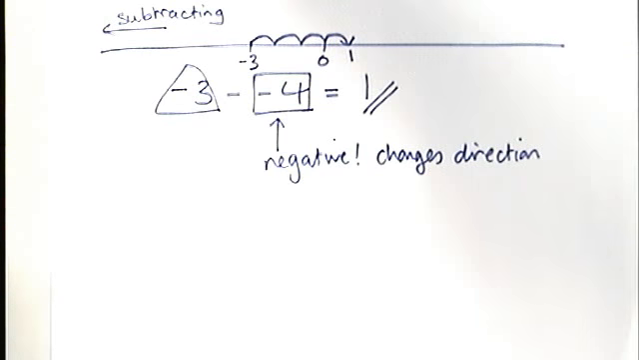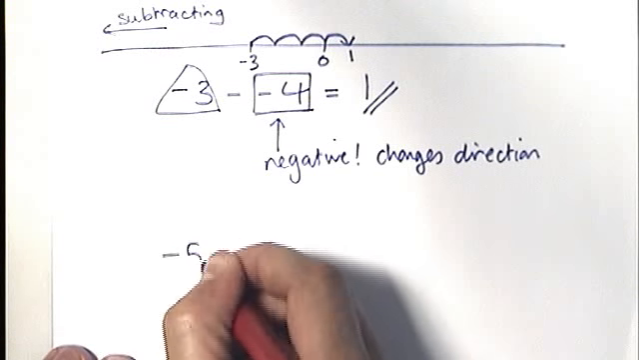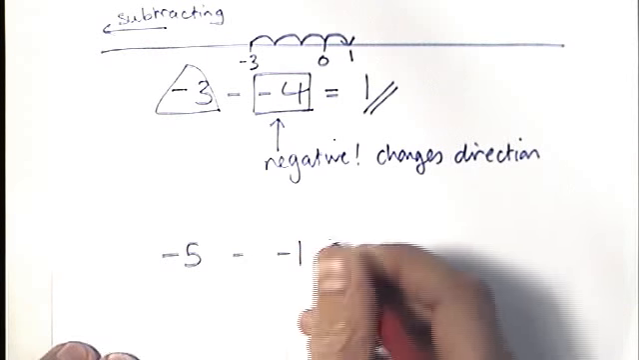Lots of people would answer with a 7 or a -7 at that point because they see the 3 and the 4 and they're not quite sure what to do with them. If you use a number line, or if you can imagine a number line in your head and you can just remember this simple rule that you change direction if it's a negative number, then you're going to be fine. Let's have a look at another one. This one is -5 take away -1.